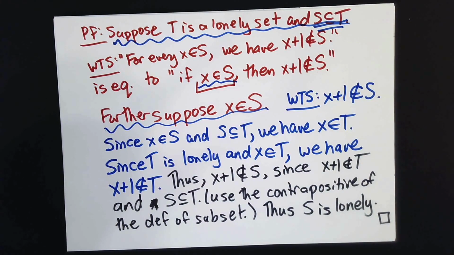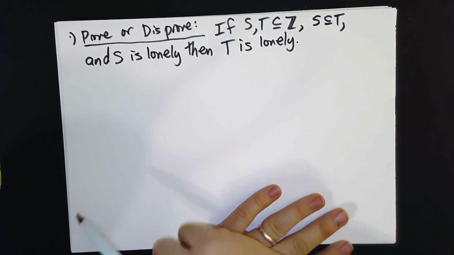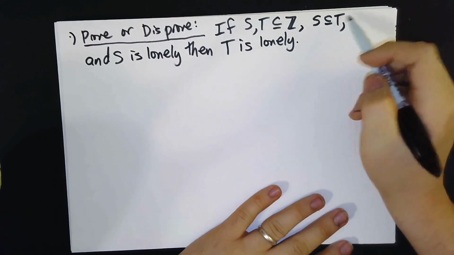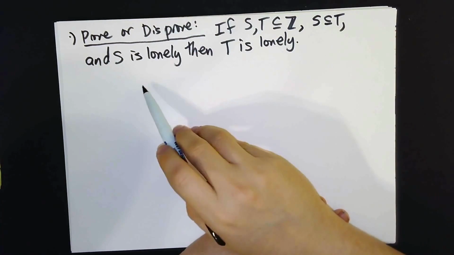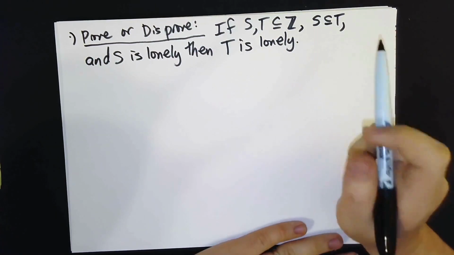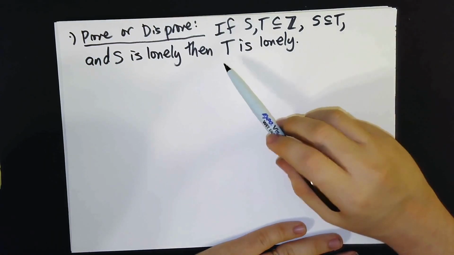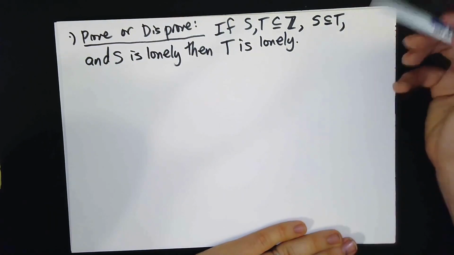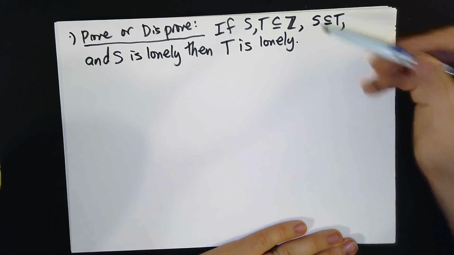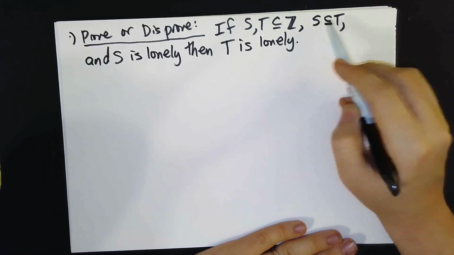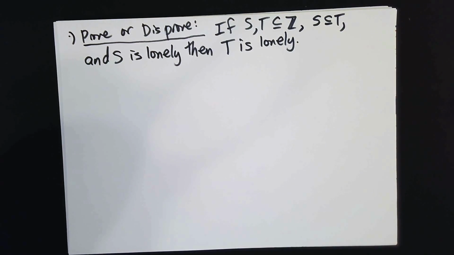Let's now do another of these. So let's prove or disprove: if S and T are subsets of Z, and S is a subset of T, and S is lonely, then T is lonely. If this looks a lot like the previous one, it's a lot like the previous one, except in the previous one we assumed T was lonely and then showed S had to be lonely. Now we're saying, if S is lonely, does that mean T has to be lonely?